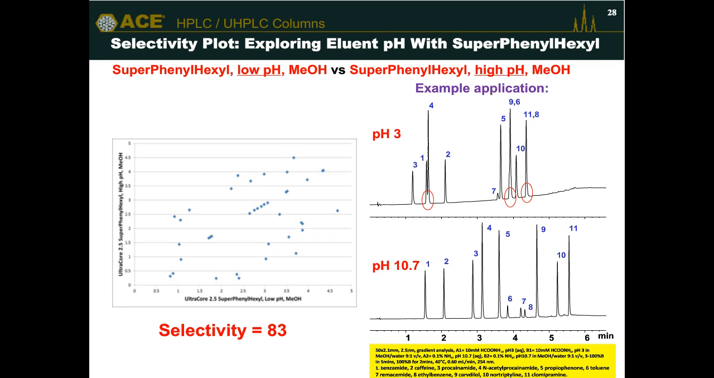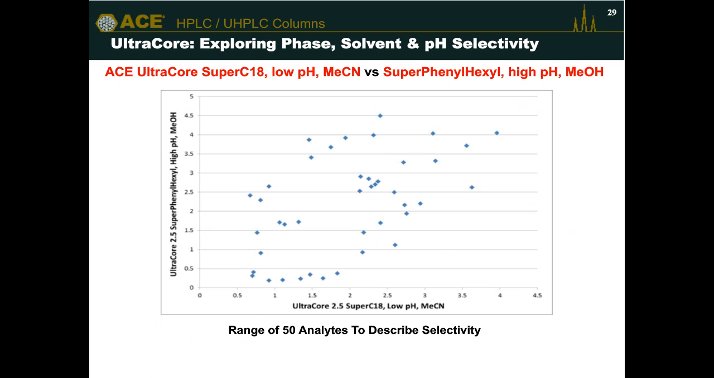but you have to have a stationary phase capable of working at that pH. Finally, you can change more than one variable. So here we've got a C18 versus a phenyl hexyl, one at low pH, while the other at high pH. We've also changed the organic modifier. So this is changing all three of those variables, looking at the entire selectivity space that you saw in those three boxes to give you a selectivity value, in this case of 85.